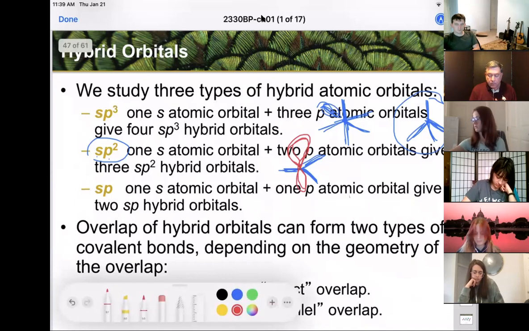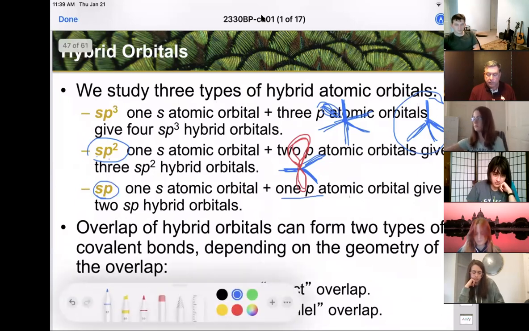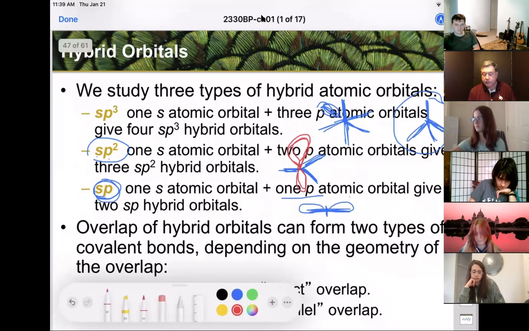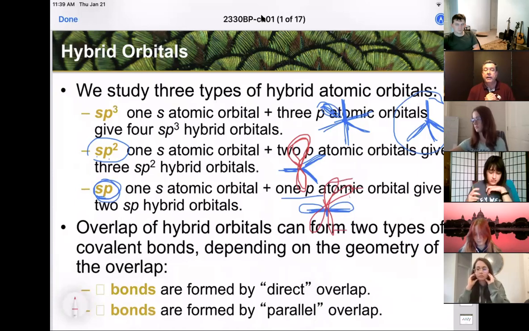Now, what if we only used 1 of those p orbitals and were left with 2 p orbitals that are of equal shape? In that case, we're going to have a linear structure, because we have a total of 2 orbitals. And we're going to have 2 p orbitals left. And those p orbitals are going to be on the x and the z axis. Now that gives us an opportunity to overlap in a different way.